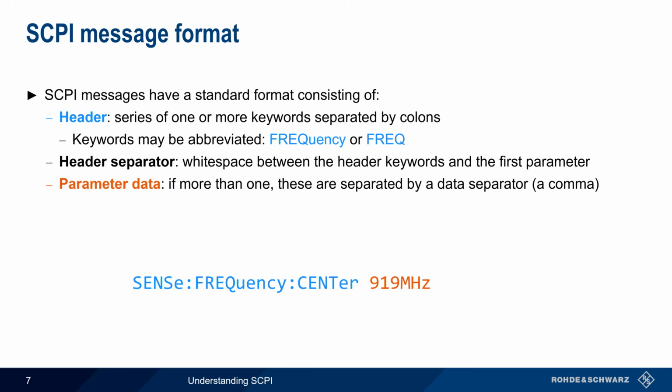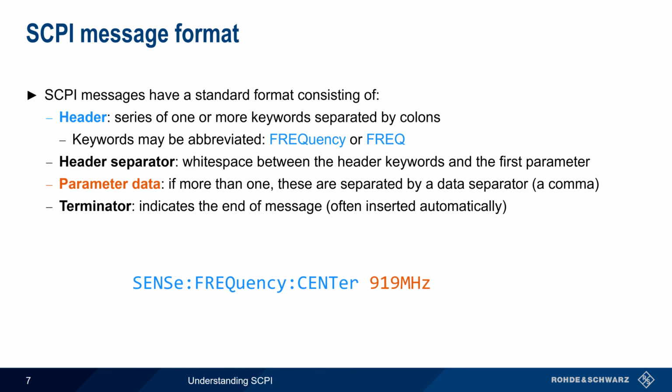The nature and format of the parameter data will depend on the type of header. In this example, we're setting the center frequency of a spectrum analyzer to 919 MHz. Some messages will have more than one parameter, and these are separated by commas. Finally, a terminator is used to indicate the end of the message, although this termination is often automatically added by the automation environment or program.